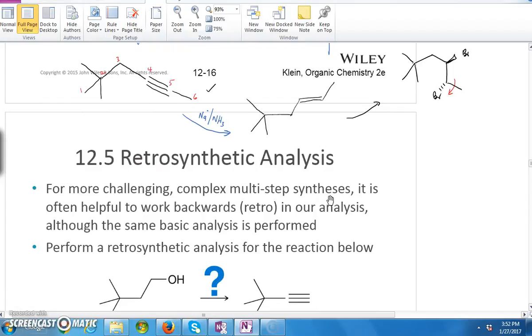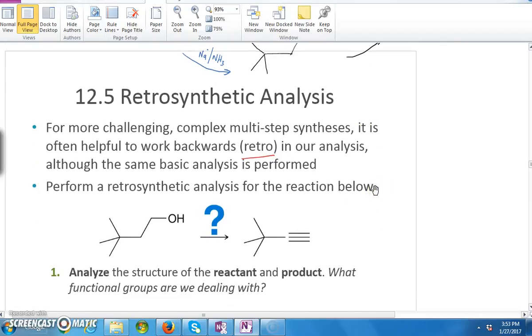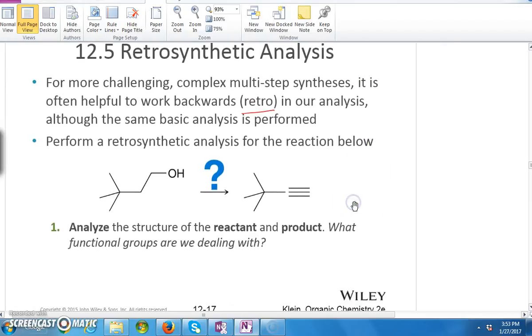Now, for more challenging, complex, multi-step synthesis, it's often helpful to work backwards, and we call that a retrosynthesis, although the same basic analysis is still performed. In the retrosynthesis analysis, you have to actually look at the final product and work backwards from there. For instance, look at this.